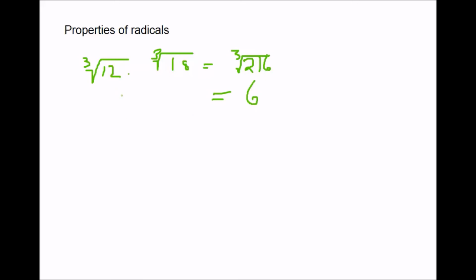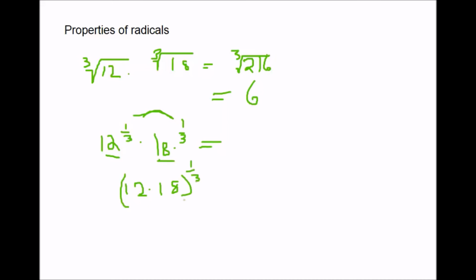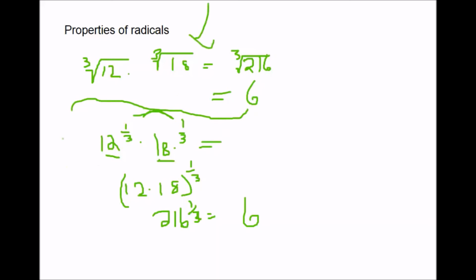Now, if you want to change those to exponents, you actually could. Remember, that's 12 to the 1/3 power times 18 to the 1/3 power. When the bases are different, but the exponent's the same, you can put it together like 12 times 18 to the 1/3, 216 to the 1/3 equals 6. So it's two ways to do it. You can do it with radicals, or you can change it to exponents and then just follow the properties for exponents.